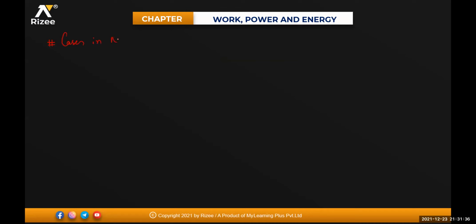Cases in non-uniform motion in vertical circle.